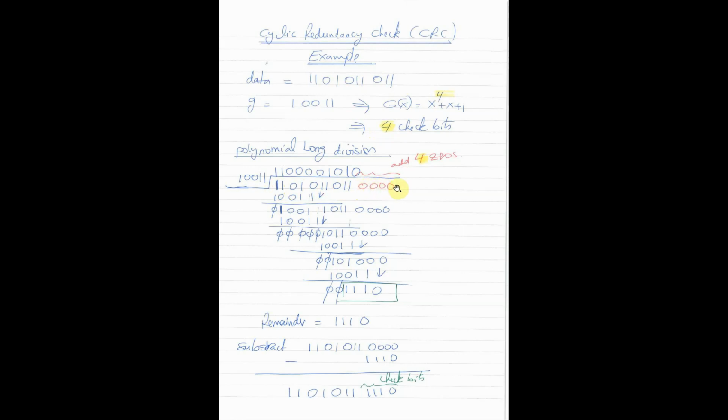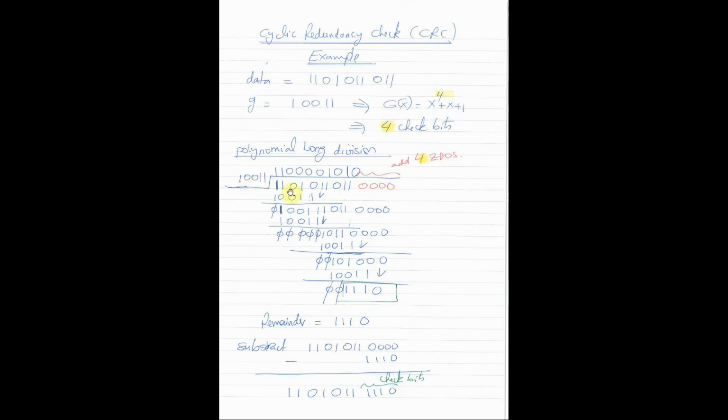Why 4 zeros, not 3 and not 5? It is simply the number of check bits. We have 4 check bits, so initially we add 4 zeros. So the polynomial that corresponds to this sequence, which contains the same as the data, in addition to the 4 zeros, is divided by the generator polynomial. Do you see the generator polynomial? The coefficients are 1, 0, 0, 1, 1. I'm putting here 1, 0, 0, 1, 1.